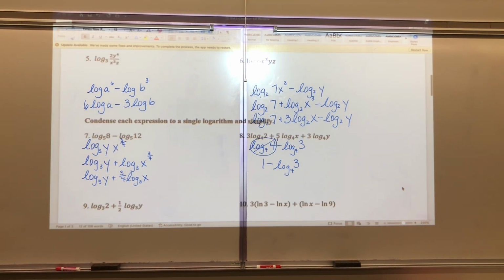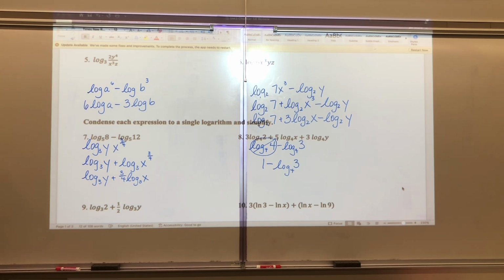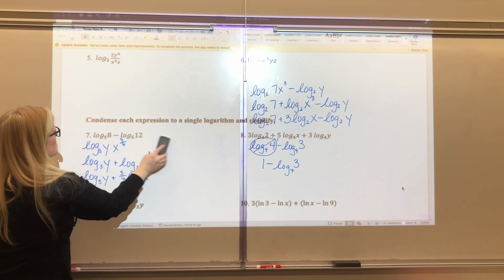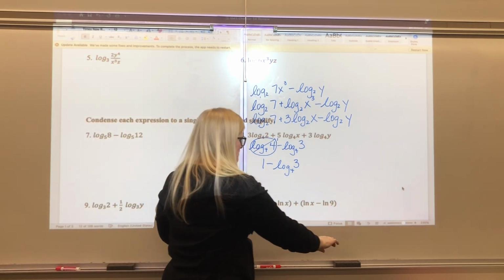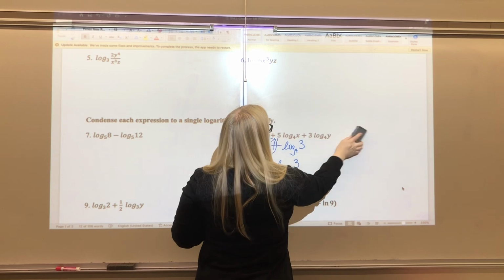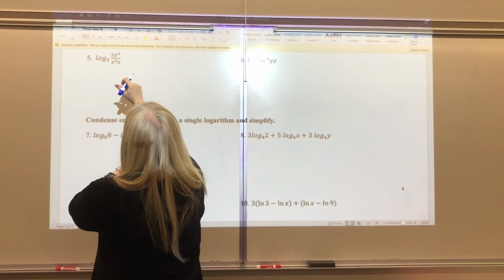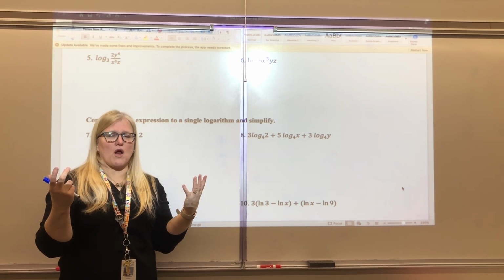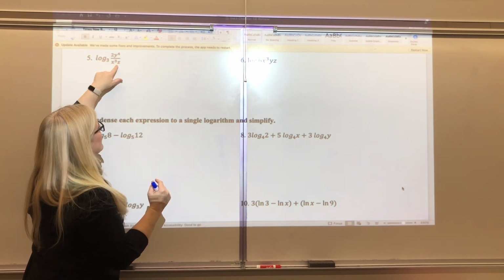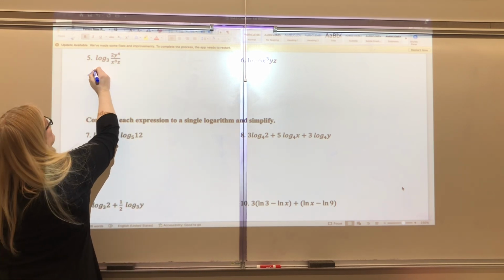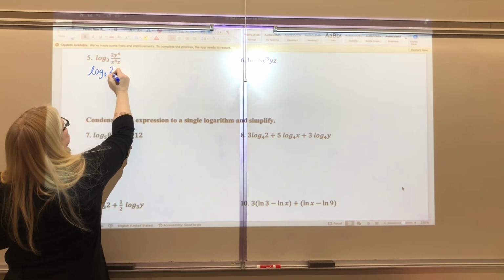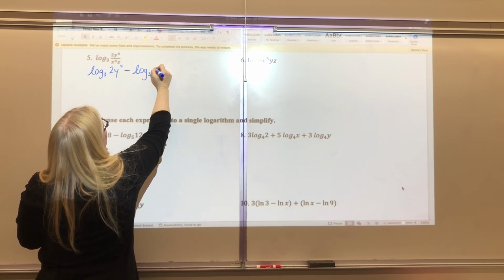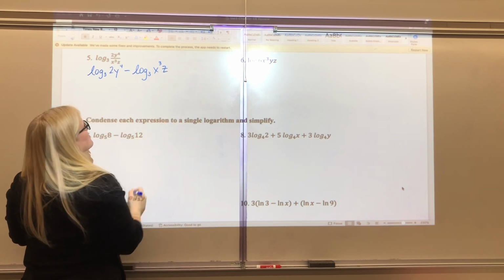Okay, let's move on to number 5. This one's a little more involved. Again, division is the main thing. I mean, we've got division, multiplication, and exponents in this problem, but the main one at first is division. So log base 3 of 2y to the 4th minus log base 3 of x cubed z.